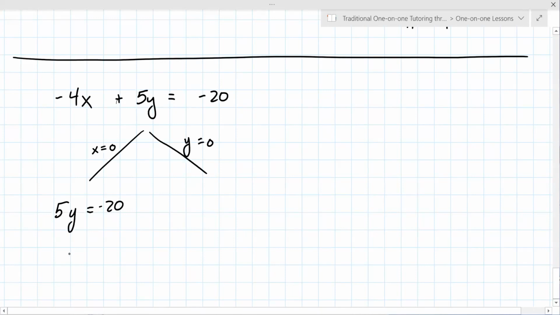So when x is 0, y equals -4. So that's 0, -4. What's the other one? When y is 0, -4x equals -20.